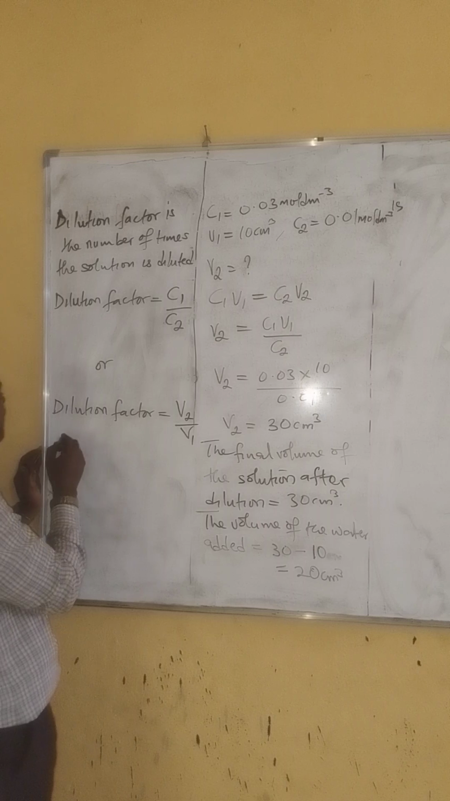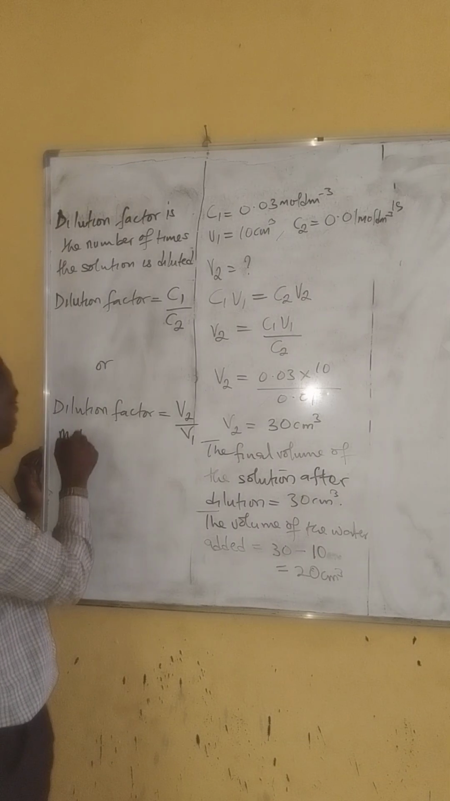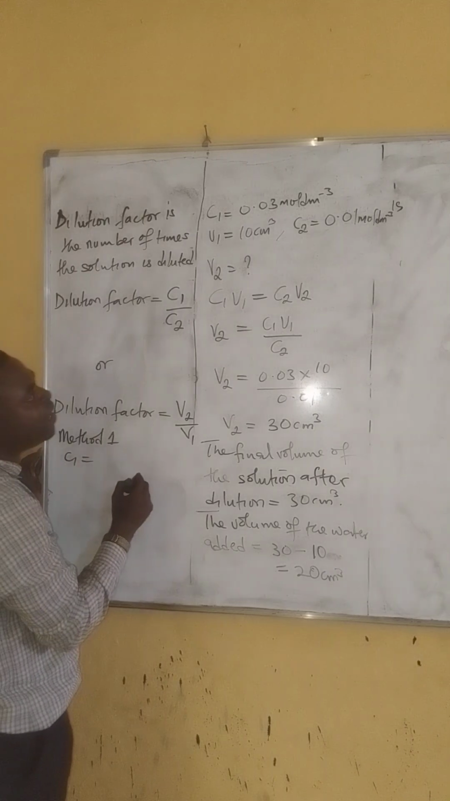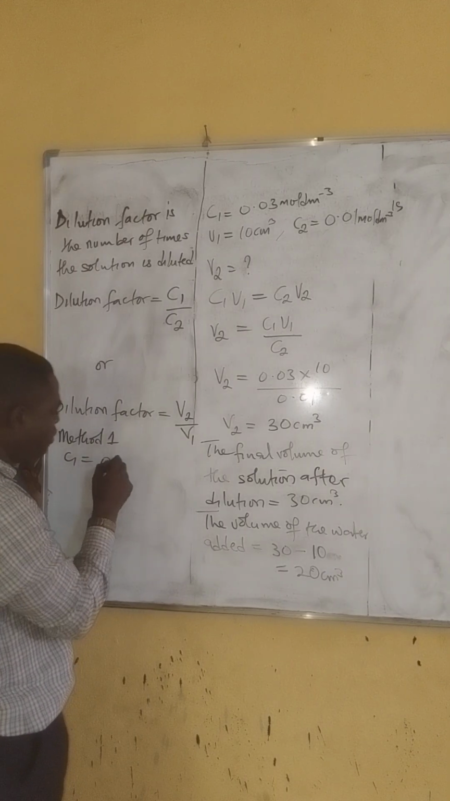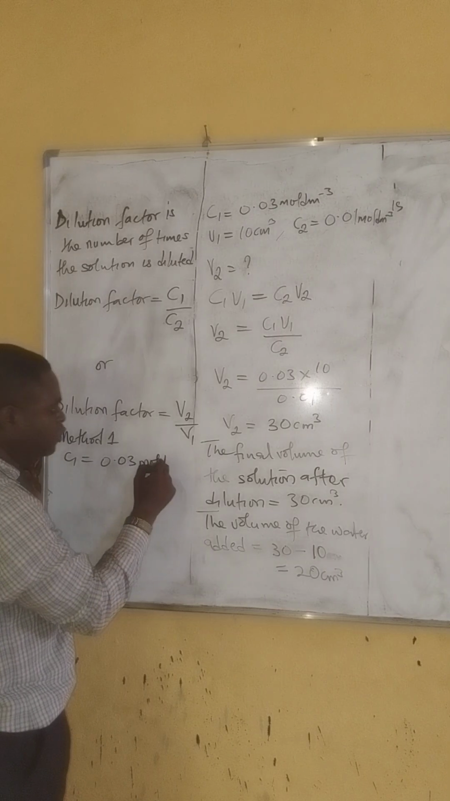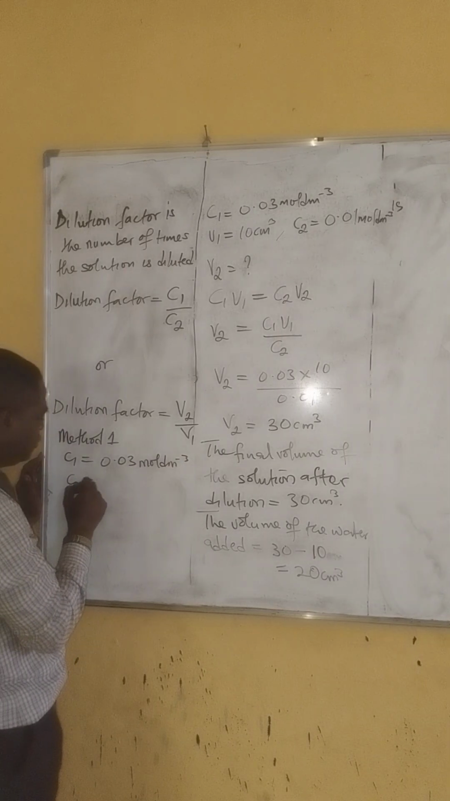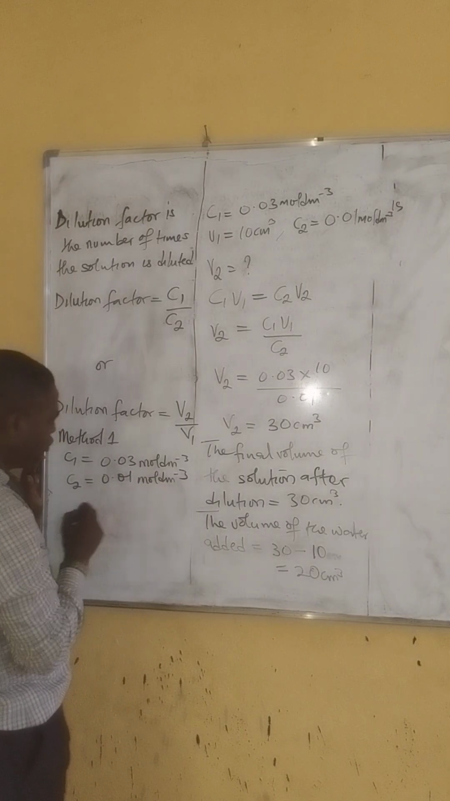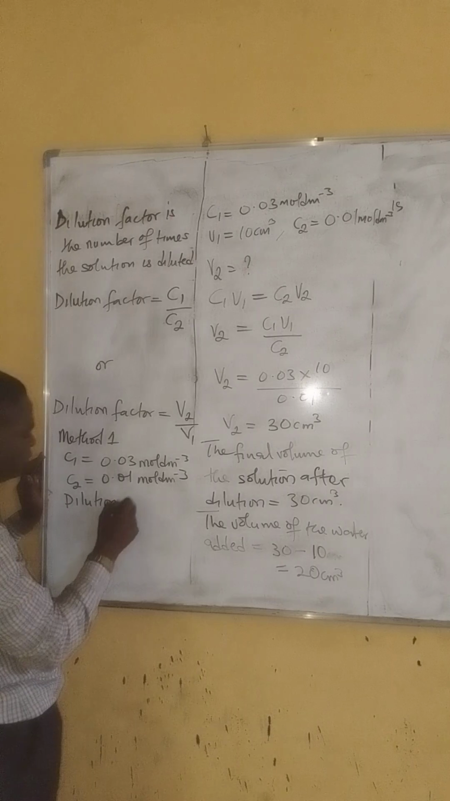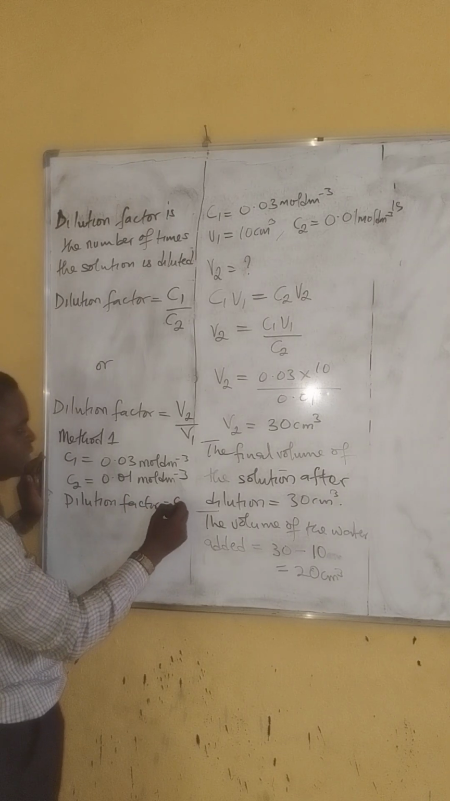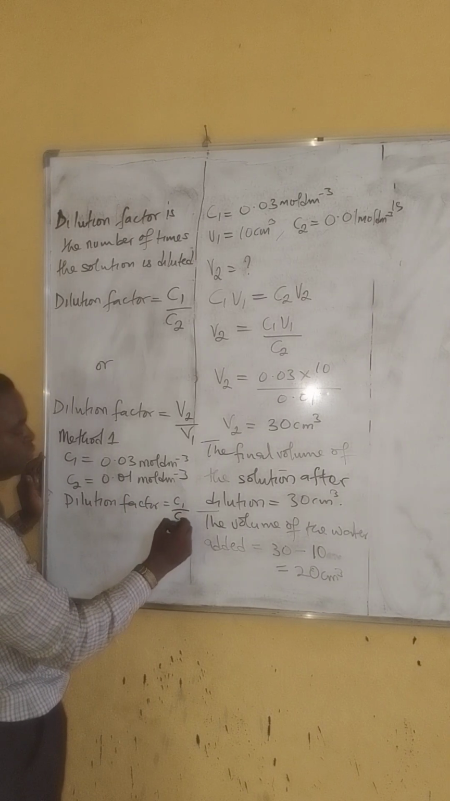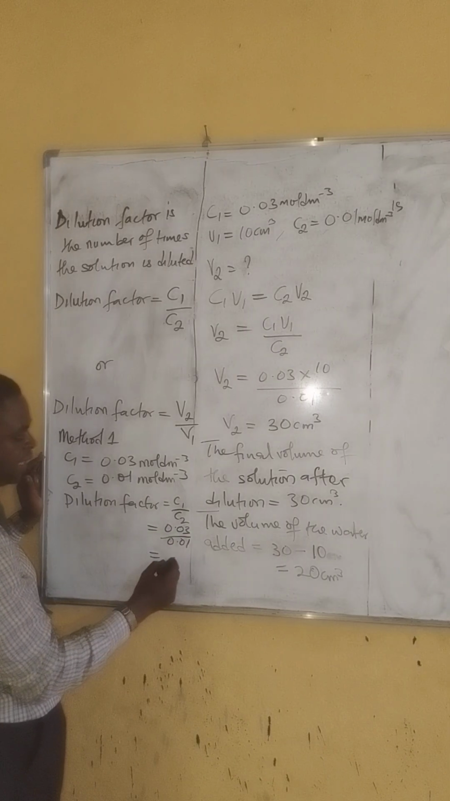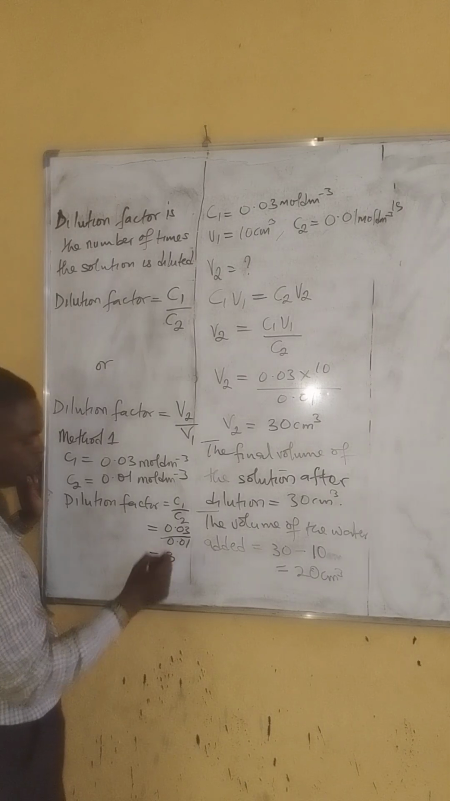Here, using the first one, method 1, your C1 is 0.03 mole per dm³. And your C2 is 0.01 mole per dm³. So your dilution factor, which is C1 over C2, will now be 0.03 over 0.01, and the answer is 3. So it has no units.